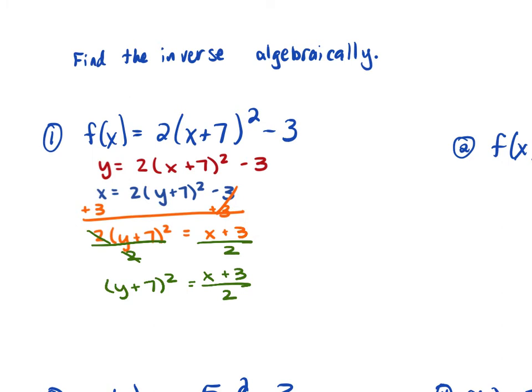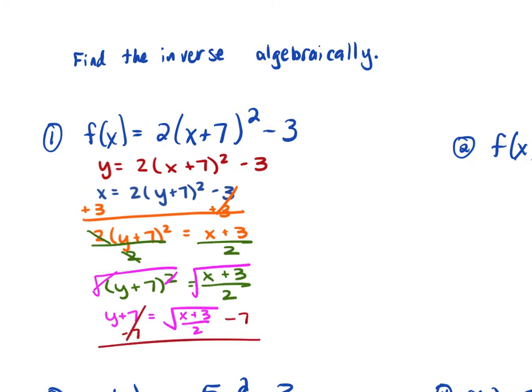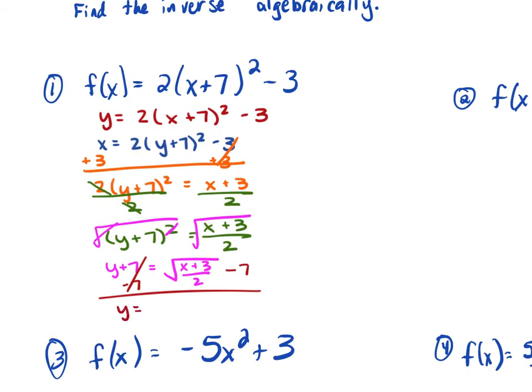From here, we want to get rid of that exponent of 2, so we're going to take the square root of both sides. That cancels out the power and the radical on the left side. So we just have y plus 7 is equal to the square root of x plus 3 all over 2. From here, we're going to subtract the 7 from each side. So this leaves us with y is equal to the square root of x plus 3 over 2 minus 7.